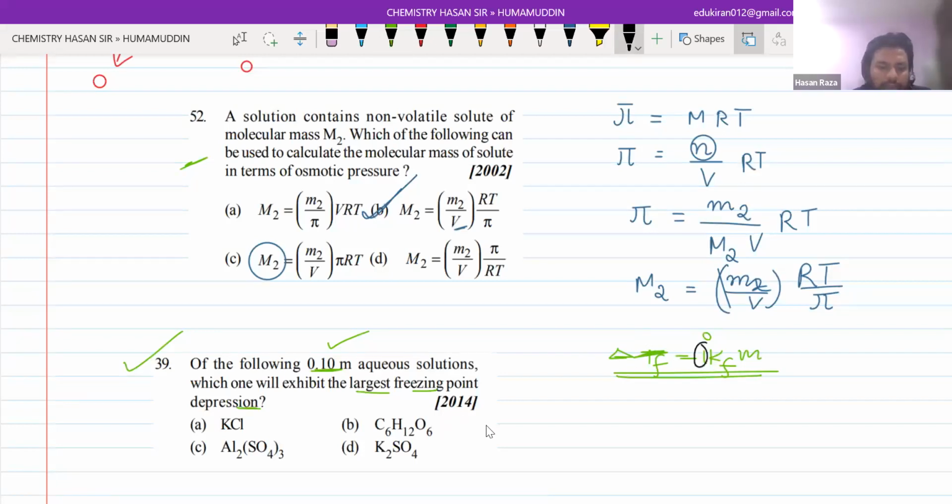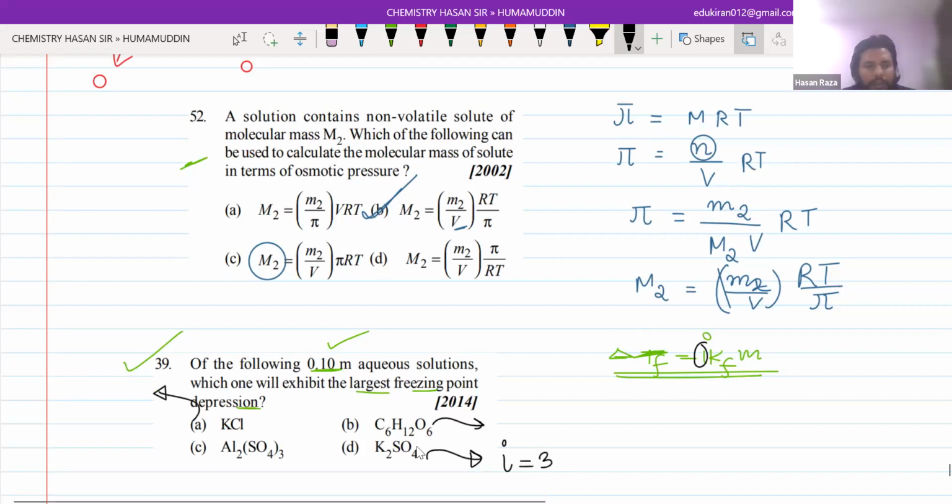This is your glucose, it will not be dissociated. If you are going for K2SO4, can you tell me the value of i for this? It will be 3. You should think about this. What is the value of i for KCl? KCl will be converted into K plus and Cl minus.